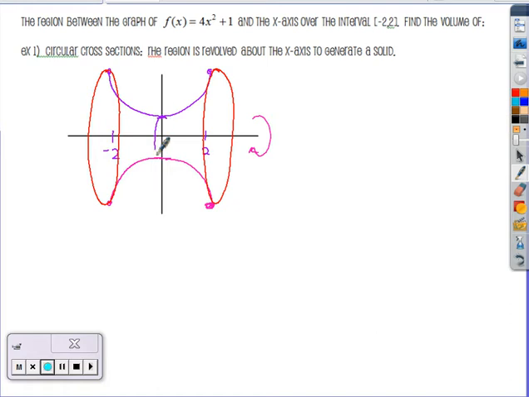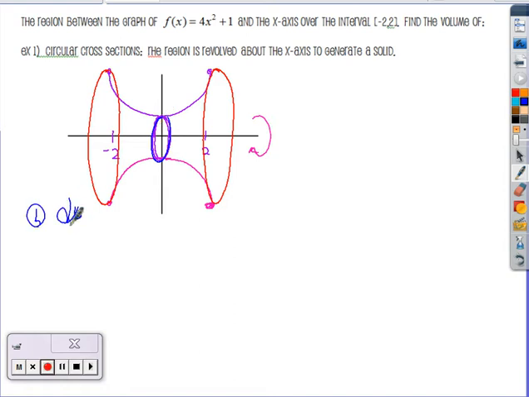The cross-sections are circles. Okay? Now that you have a circle, we're going to do this volume. First thing we're going to figure out is, number 1, is it a dx or a dy problem? And if you look, the circle is perpendicular to the x-axis, therefore it's a dx problem. So step 1, I know it's a dx.